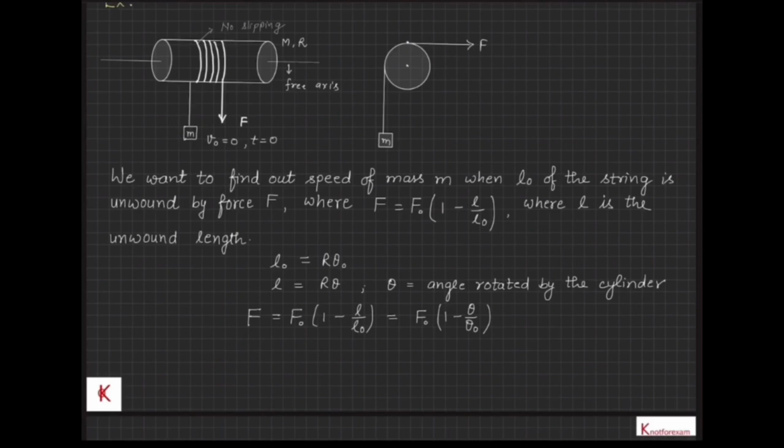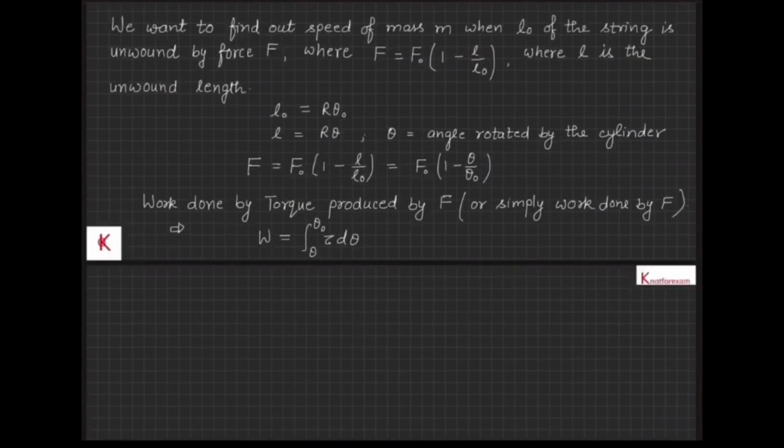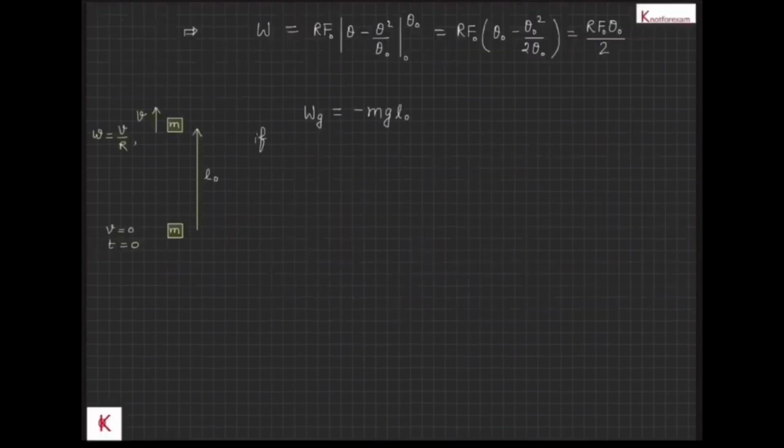So F can be written in terms of theta as F0 times (1 minus theta upon theta naught), and the work done by the torque produced by F, or simply the work done by force F, will be equal to the integration of tau d theta from 0 to theta naught, which comes out to be F0 L0 by 2. Also, in the same time mass m will move upward by L0 distance, and the work done by gravitational force will be equal to minus mg L0.